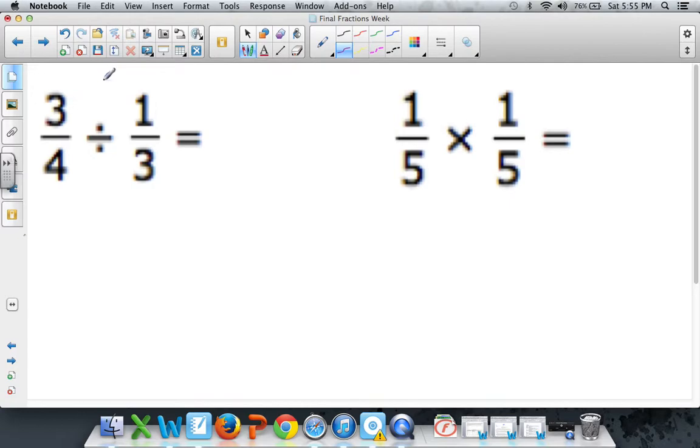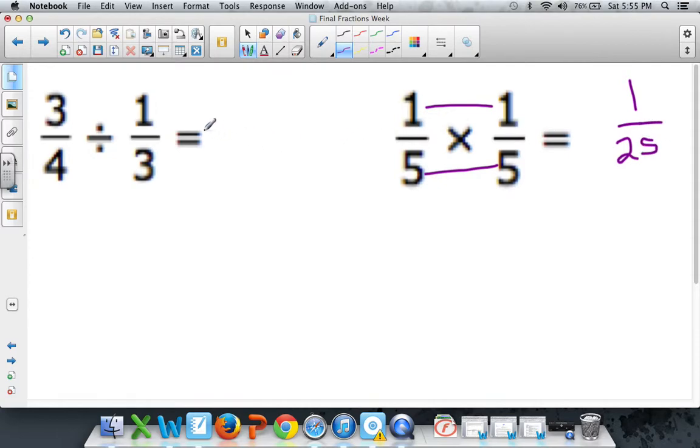Do you remember how to do that? Let's start with this multiplication problem on the right. Remember that with multiplication of fractions, you multiply straight across. 1 times 1, 1. 5 times 5, 25. Final answer, 1 over 25. Hooray for us.